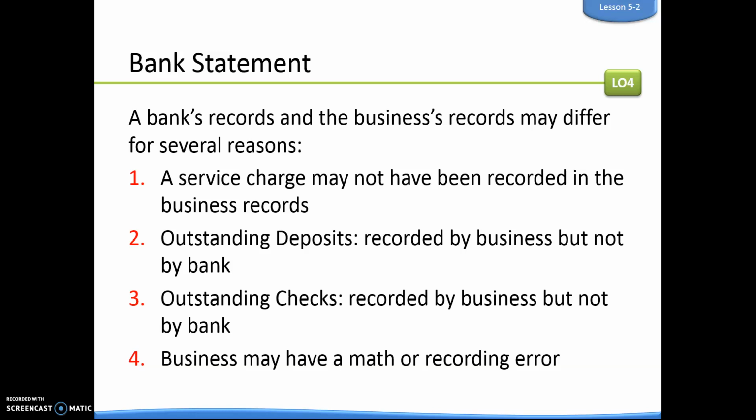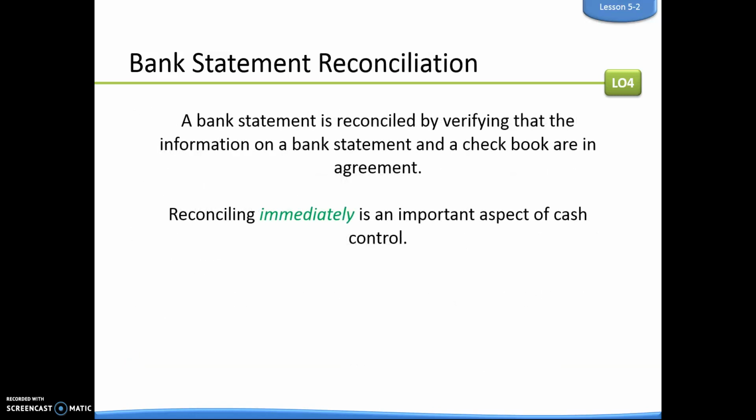Then you could have outstanding deposits, meaning the business has recorded that they have deposited money, but the bank hasn't had an opportunity to yet. Same thing with checks. You may have written checks as a business, but the person that you gave them to might not have cashed them yet. So the business record would be different than the bank's record. And then, of course, you could always have errors, either by the business or by the bank. So you want to make sure that everything is equal.